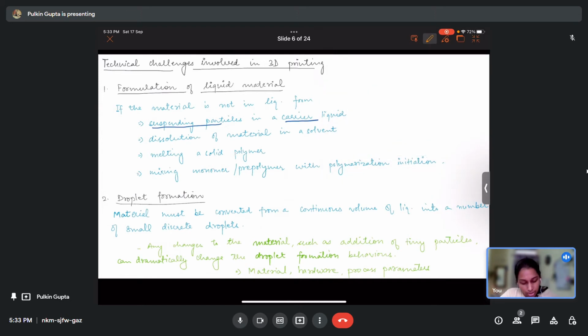Then dissolution of material in a solvent. We can use any kind of solvent in which the material dissolves. We can form the liquid material by melting a solid polymer or by making a formulation by mixing monomer or pre-polymers with polymerization initiators, which would then initiate the polymerization reaction and form a liquid formulation. Now, once you have the liquid material, then you can just put it in your nozzle and allow it to form droplets. Now, droplet formation is another technical challenge in this particular process.